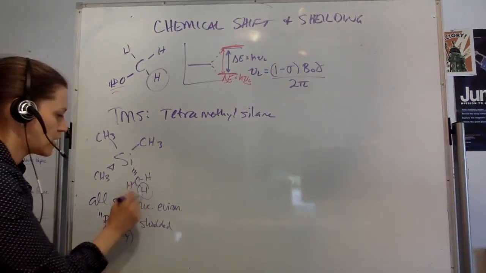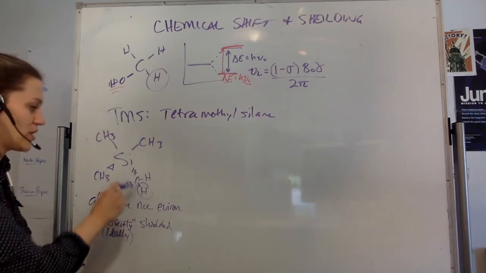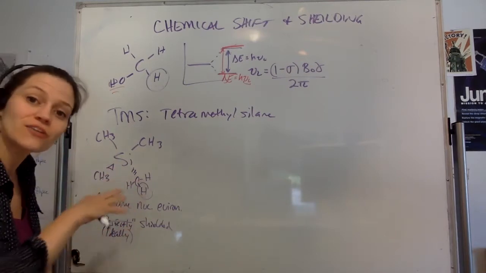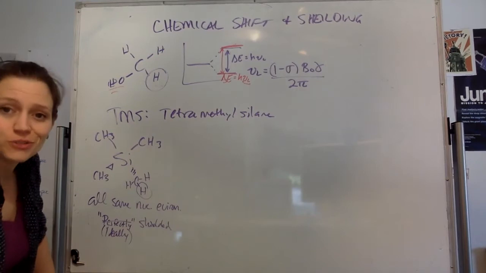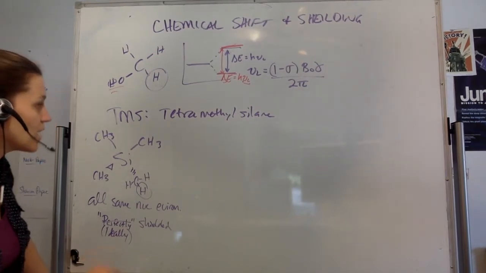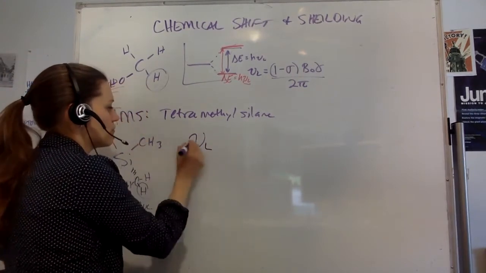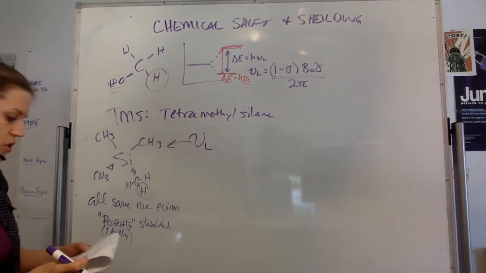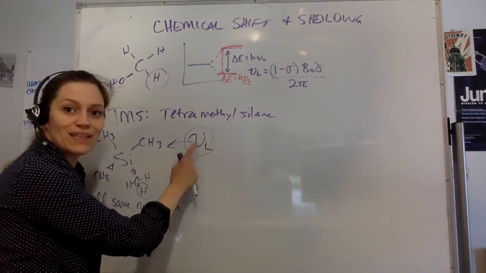So electronegativity is very similar between carbon and hydrogen. Electronegativity is very similar between carbon and silicon. There's not that much difference. So the electrons are nicely, what is nicely? Their distribution is pretty symmetric. Okay. Because of that, we want to know the Larmor frequency of all of these protons of tetramethylsilane, or TMS. So we're going to measure everything with respect to this frequency.